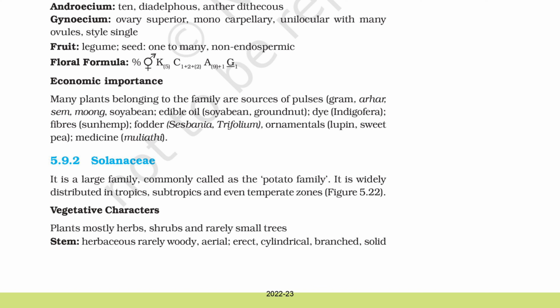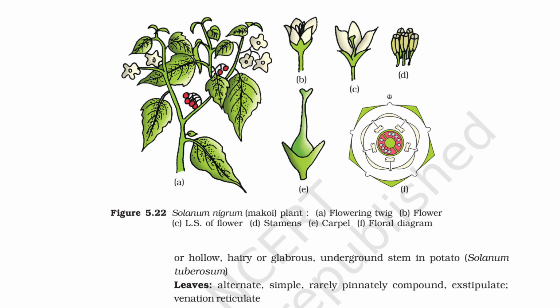Solanaceae. It is a large family, commonly called the potato family. It is widely distributed in tropics, subtropics and even temperate zones. Vegetative characters. Plants mostly herbs, shrubs and rarely small trees. Stem, herbaceous, rarely woody, aerial, erect, cylindrical, branched, solid or hollow, hairy or glabrous, underground stem in potato, Solanum tuberosum. Leaves, alternate, simple, rarely pinnately compound, exstipulate, venation reticulate.